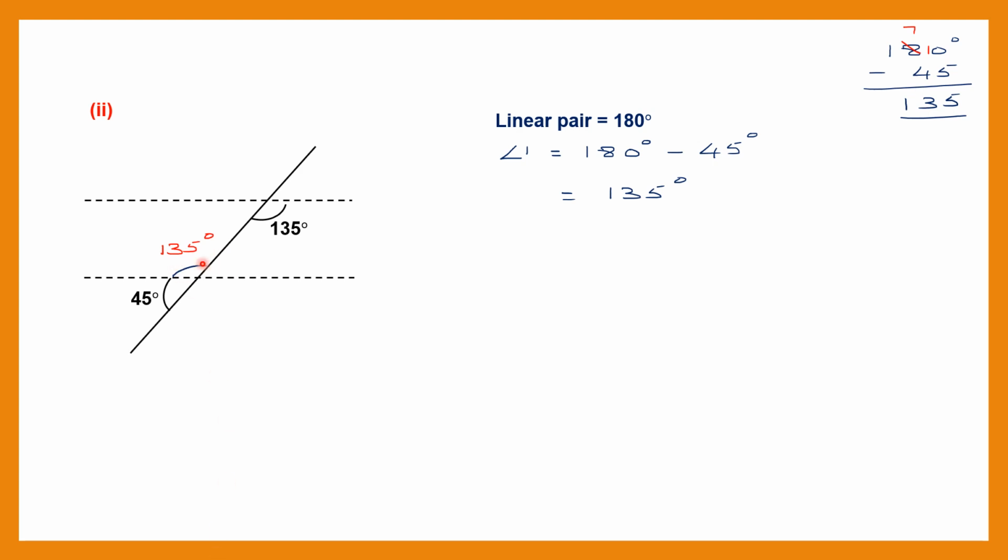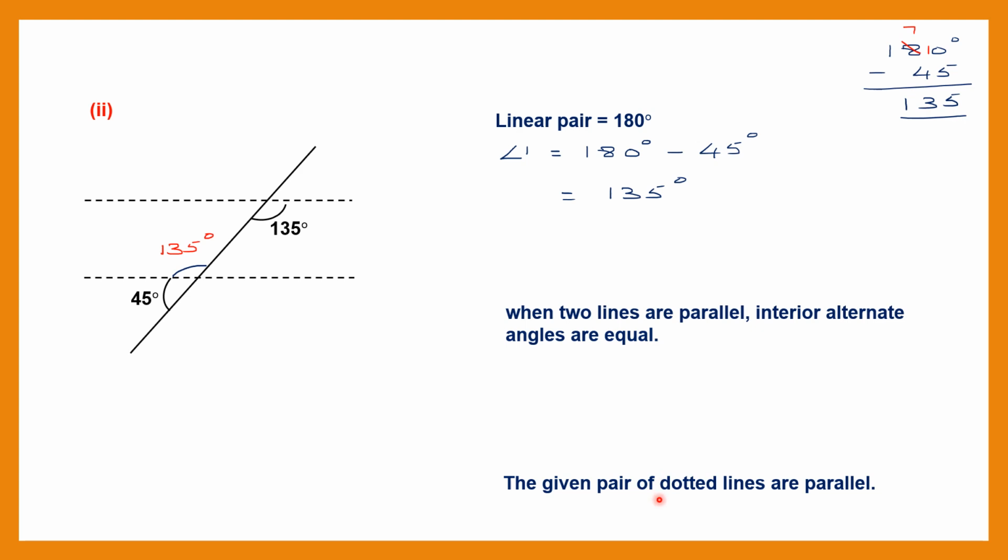Now this is a help angle that we got. Now let's see what relationship these two angles have. As you can see, they are interior alternate angles. That means when two lines are parallel, the interior alternate angles will be equal. So here are they equal? Here I have 135, here I have 135. That means these two lines are parallel. Okay, so we can write that the given pair of dotted lines are parallel because here we have one angle as 135 degrees and the other interior alternate angle is also 135 degrees.